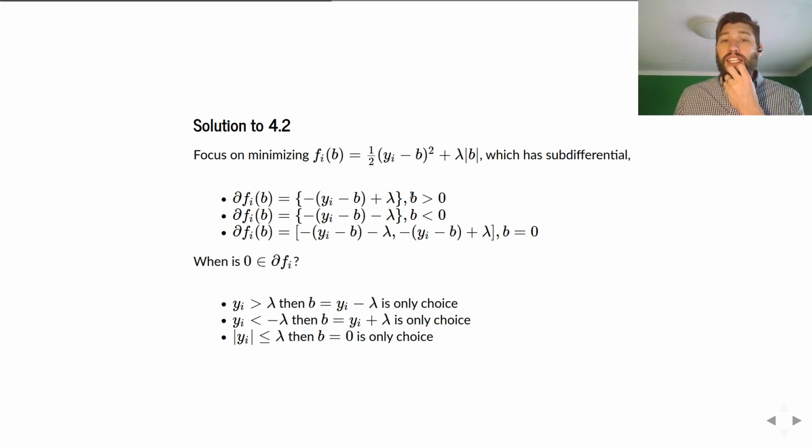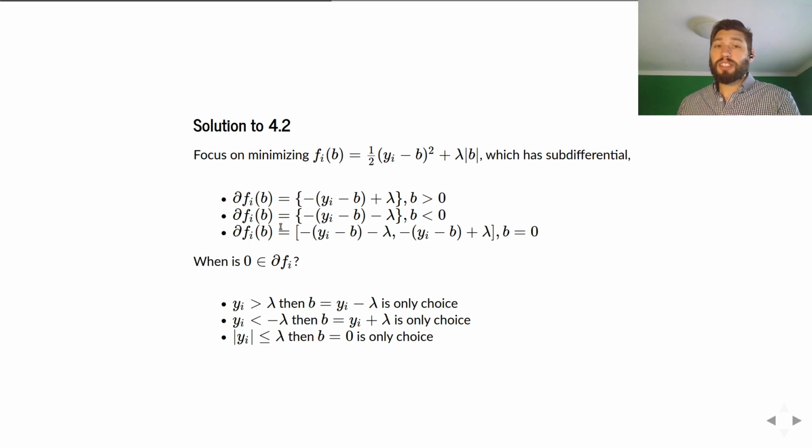Well, when b exceeds 0, then we have that this thing has to be 0 in that case, which would give us that yi exceeds lambda. It would have to be that yi exceeds lambda, because to set this top part equal to 0, we would have to set b equal to yi minus lambda. And so if b is yi minus lambda, when is b exceeding 0? Well, that's when yi exceeds lambda. And so this is the first option.